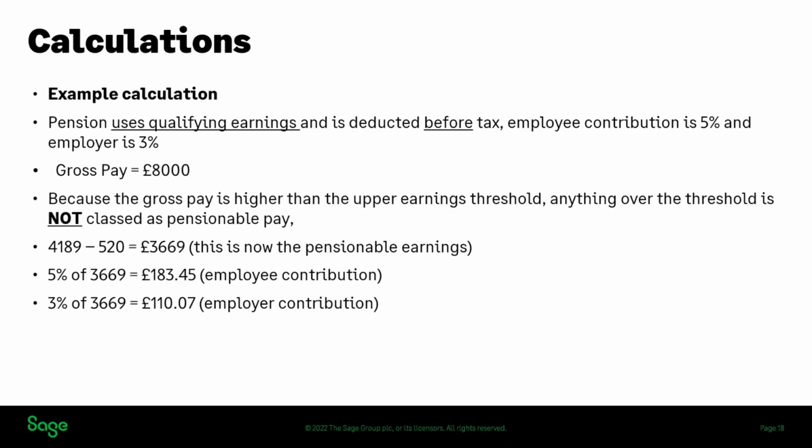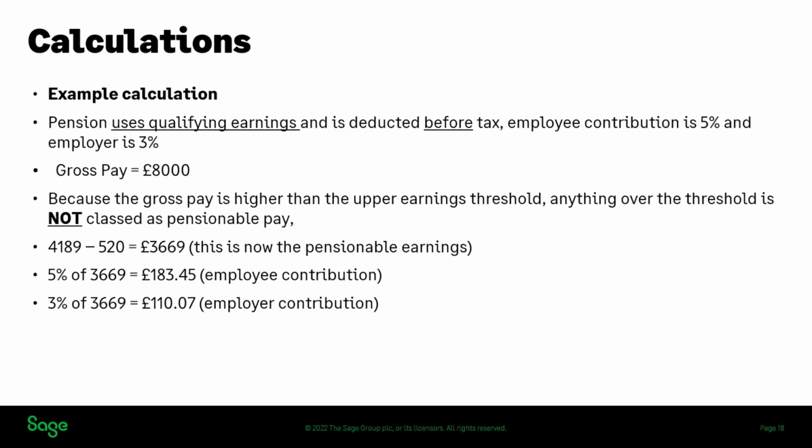We have another one. Again, the same scenario of uses qualifying earnings and is deducted before tax. Contributions are the same, 5 and 3%. This time, though, the gross pay is a lot more. This person is being paid £8,000. The key here is that because the gross pay is higher than the upper earnings threshold, anything over the threshold is not classed as pensionable pay.